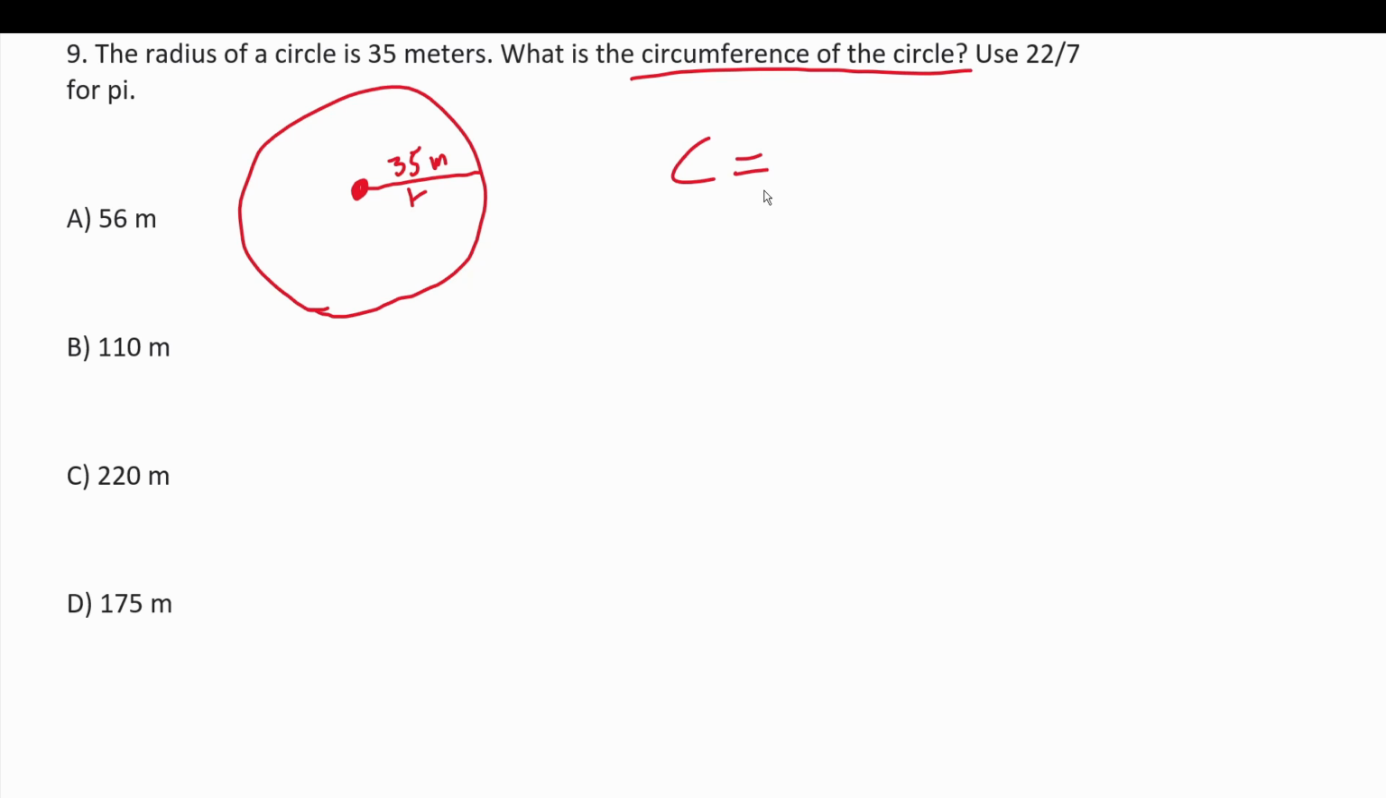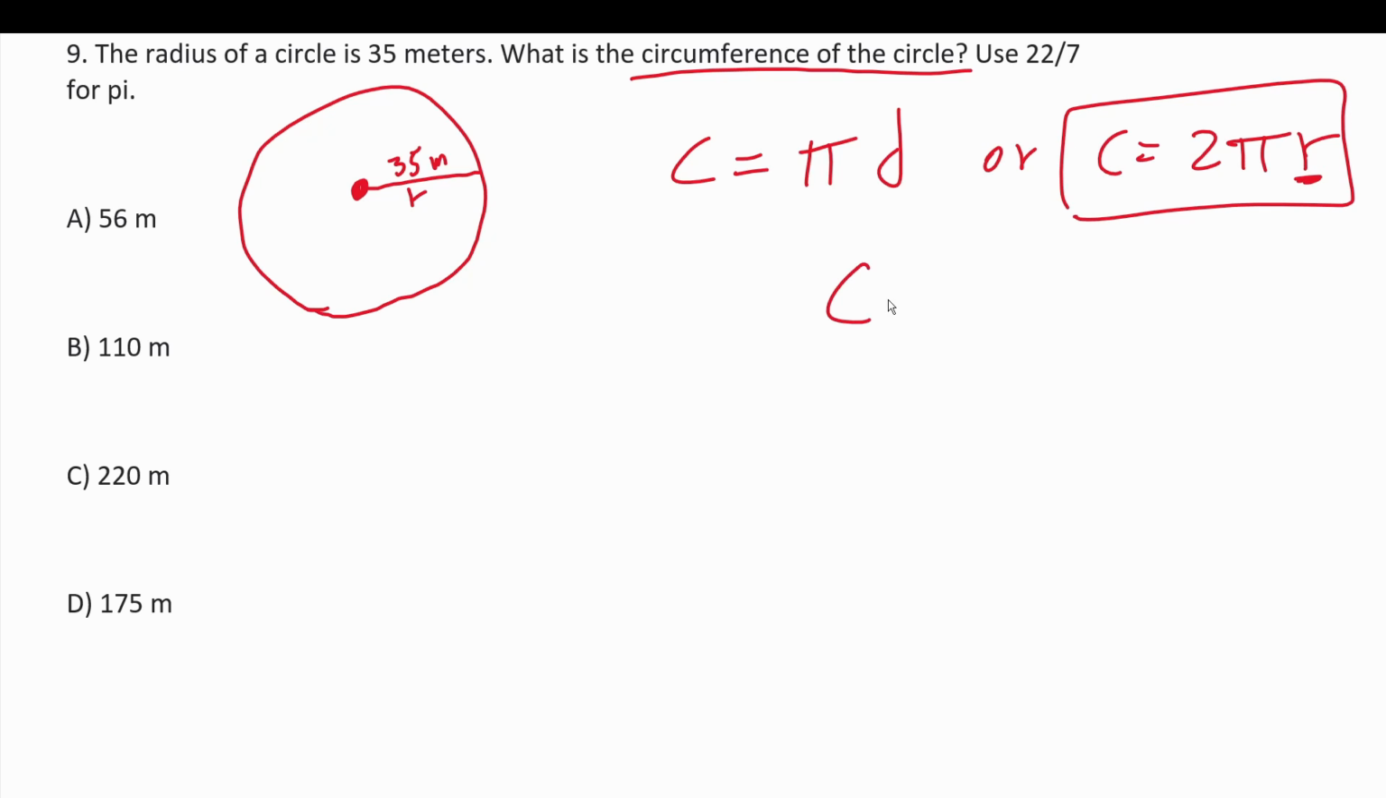Circumference is given by two formulas. It's either pi times diameter or 2 pi r. I like to use pi times diameter, but if you're only given radius, you can always plug that value in here and work it out accordingly. Since we were only given the radius, let's just use this formula here. Circumference equals 2 pi r. We know what r is, it's 35, so circumference equals 2 pi times 35.